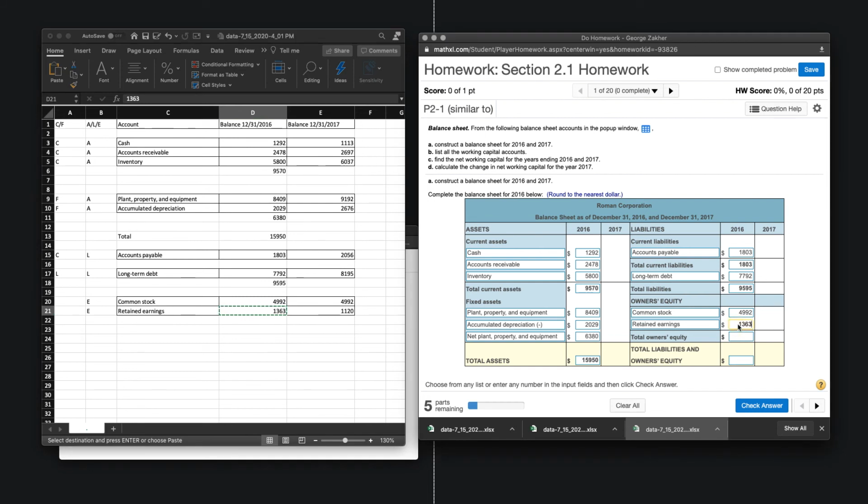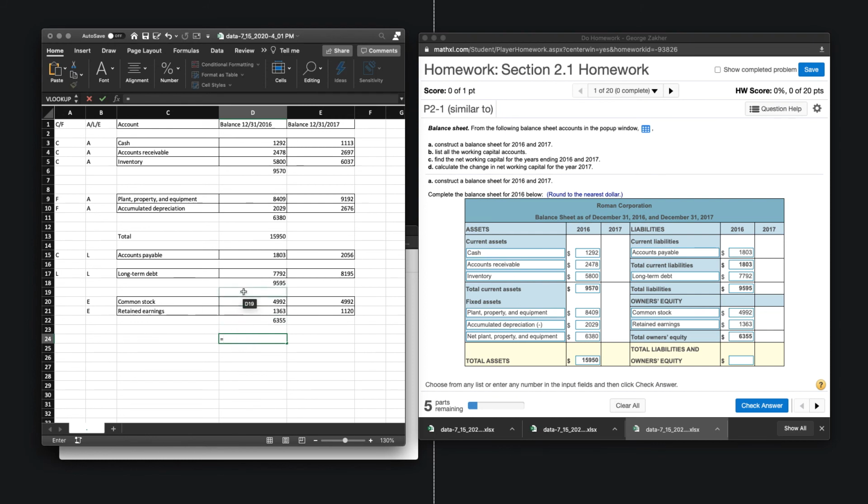So long-term debt plus our equity. Looks good. Okay, we can check our answer. Hopefully we get some words of encouragement. Wow, very encouraging, wonderful. And then we move on to 2017.